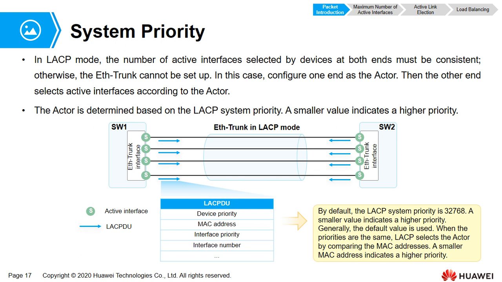By default, the LACP system priority is the same on both devices. A smaller value indicates a higher priority. Generally, the default value is used. When the priorities are the same, LACP selects the actor by comparing the MAC address. A smaller MAC address indicates a higher priority.